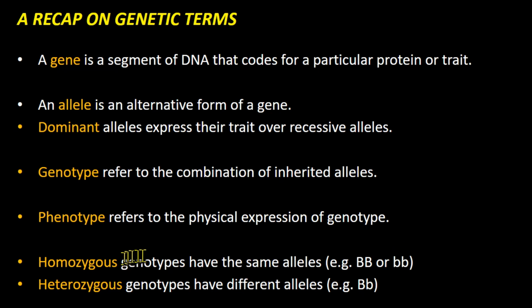Homozygous genotypes have the same alleles. Homo means same, zygous means of the zygote, meaning the same alleles in the zygote. So capital B capital B is called homozygous dominant, lowercase b lowercase b is called homozygous recessive. Heterozygous genotypes, hetero means different, have different alleles. So for example, capital B lowercase b, they would have one dominant allele and one recessive allele.